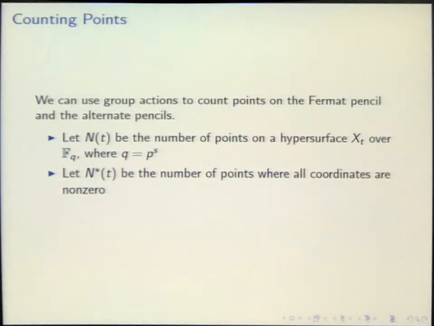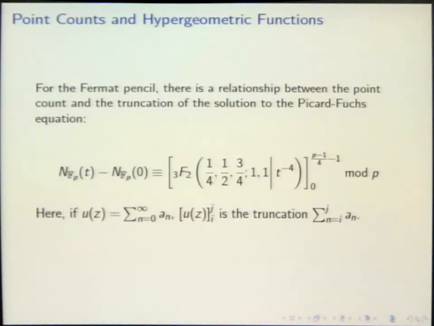So we've only talked about how to compute the zeta function from a cohomology point of view. But what happens when we just count points? Let's use this notation: N of t is the number of points on X_t over F_q, and N star is the number of non-zero points. We're going to count points on the Fermat pencil and the alternate pencil. Well, we're not doing alternate pencils today, right? Right. So just the Fermat pencil.